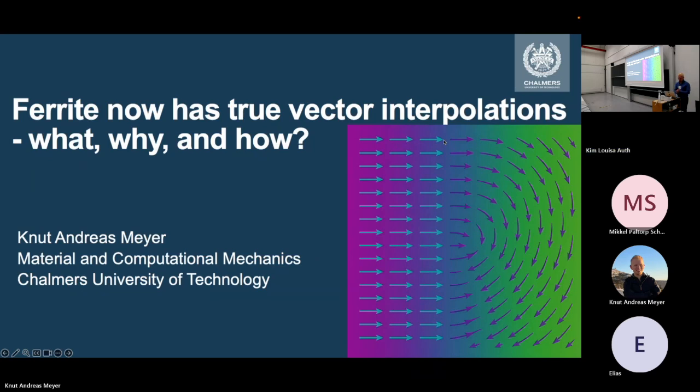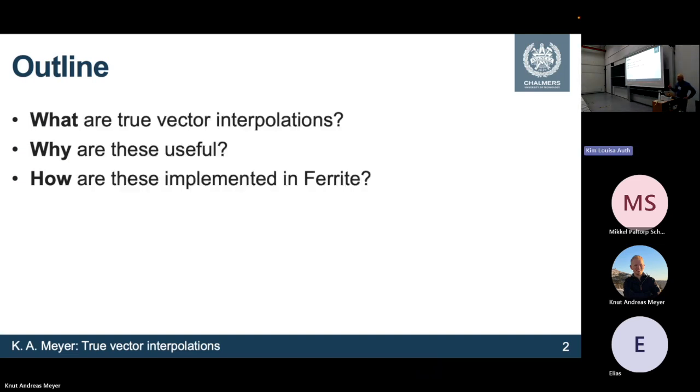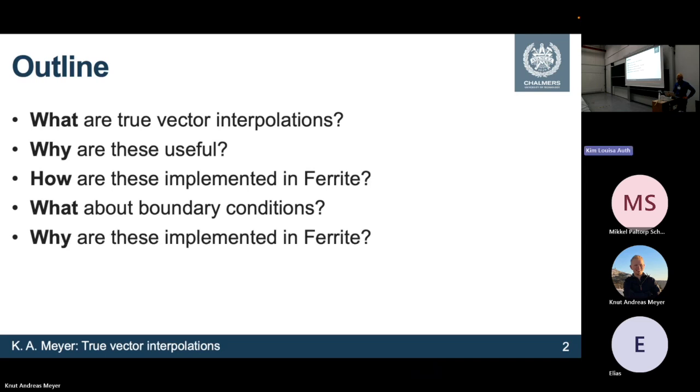So I promised a talk about what, why, and how of vector or true vector interpolation. The first is what are they, why could these be useful, and how are they implemented in Ferrite? Then I'll circle around and talk about the boundary conditions for these, which is not trivial. And then why are these implemented in Ferrite? That's a little story. And how should you use them?